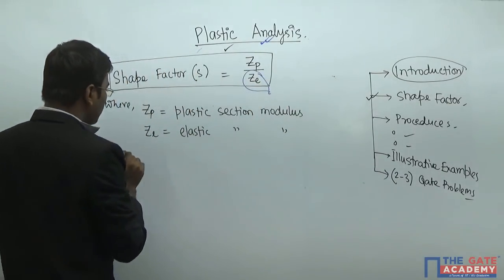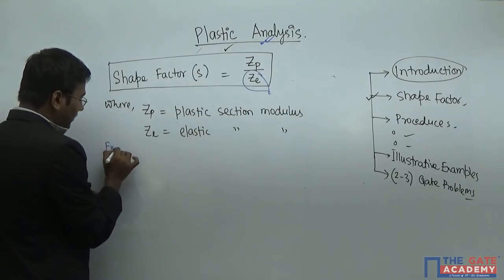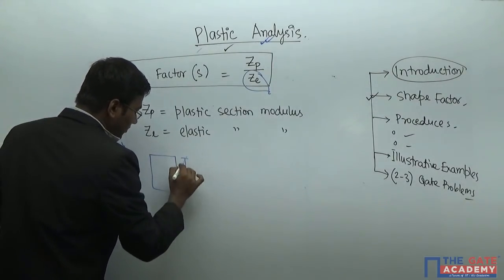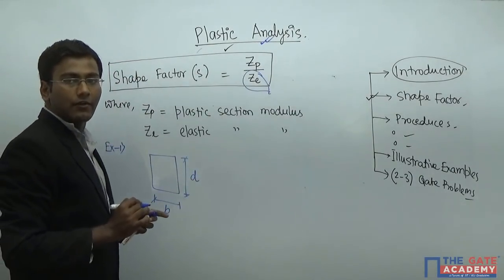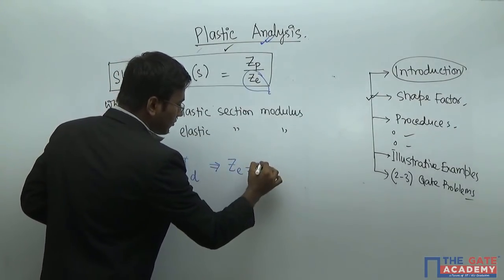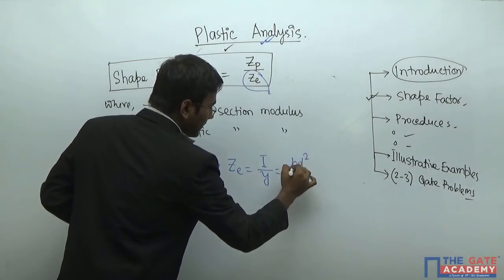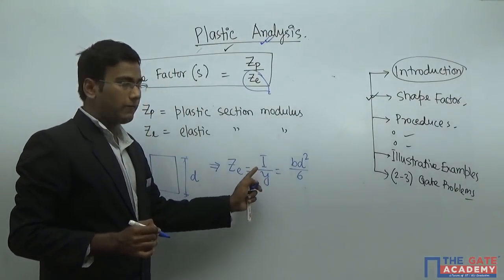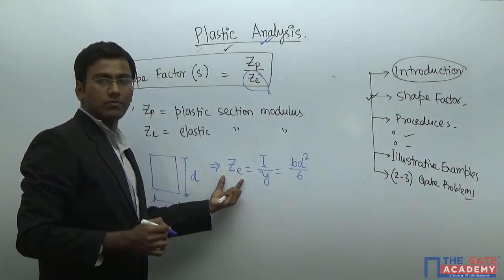Let us take a simple, known example. For shape factor, if we consider a rectangular beam like this, then we can get elastic section modulus equal to I by Y. So it will come BD square by 6, right? You know this: I equal to BD cube by 12, and Y means D by 2. It will come BD square by 6 for elastic section modulus.